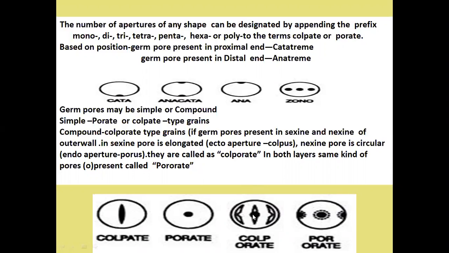Both are present. One is assigned on the sexine layer, another one on the nexine layer. Such a pollen grain is called colporate. If the two are similar, present all over the surface, it is pororate. Pororate means both are circular in shape. So these are the types of apertures, and by shape, size and number we can also describe the pollen grain.